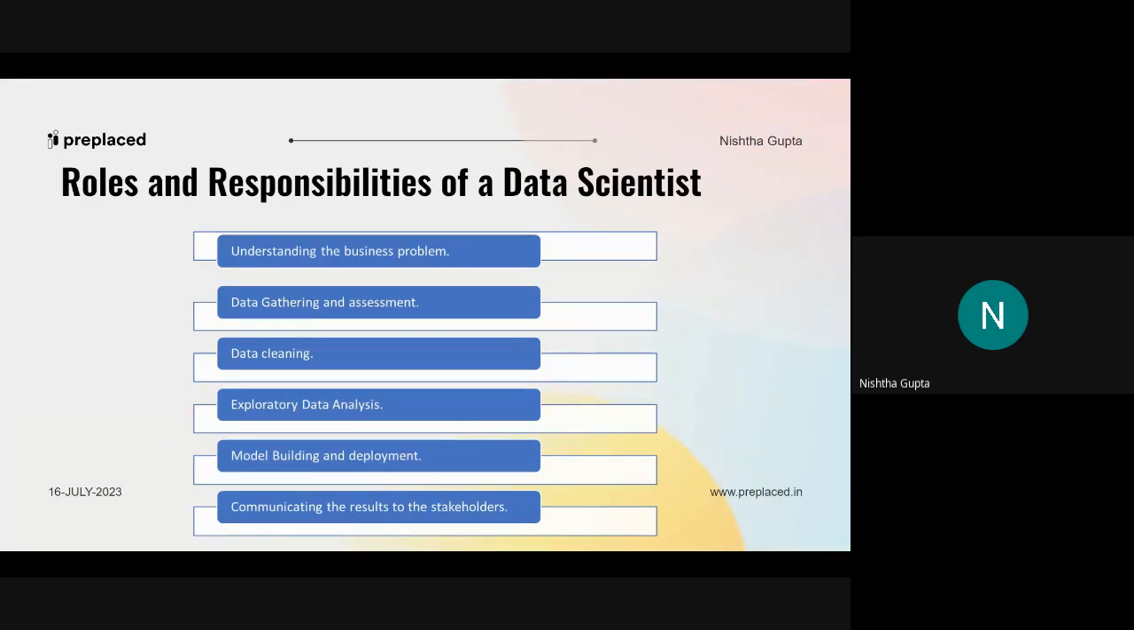Next is data cleaning. When we receive the data, it is not always in a structured format. It is often unstructured, having a lot of missing values and null values. So in order to make that data structured, we need to clean it, so that it can be used to build models, to do further data analysis, and to actually solve that particular business requirement.